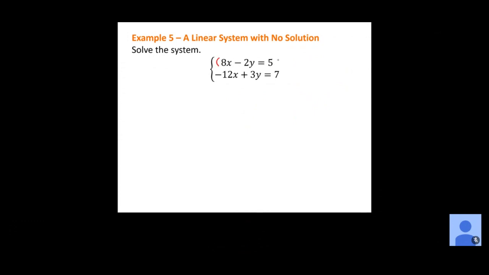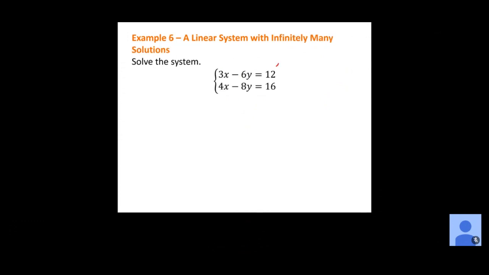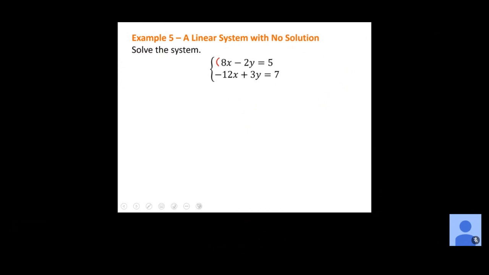So I'm going to look at this top equation here, and I'm basically looking for what would I need to turn the 8 and the negative 12 into so that they would cancel? Well, I know that 8 goes into 24, and I know that negative 12 will go into 24 also, so that's what I'm going to go for. So I'm going to multiply this top equation by 3 so that I get 24x, and that means I need to multiply the bottom equation by 2 so that I get a negative 24x down there.